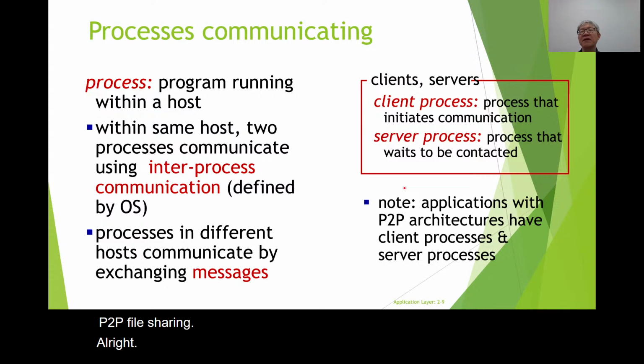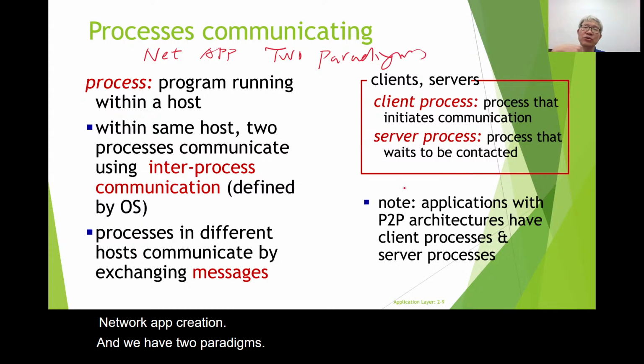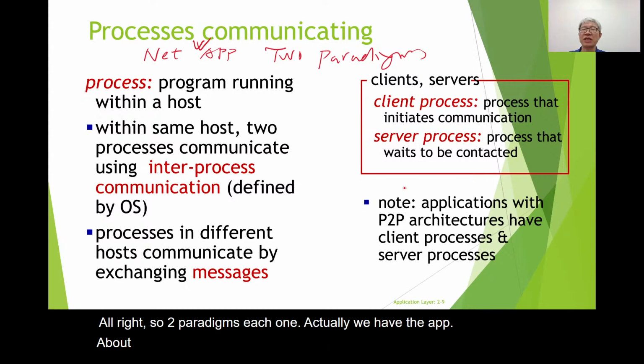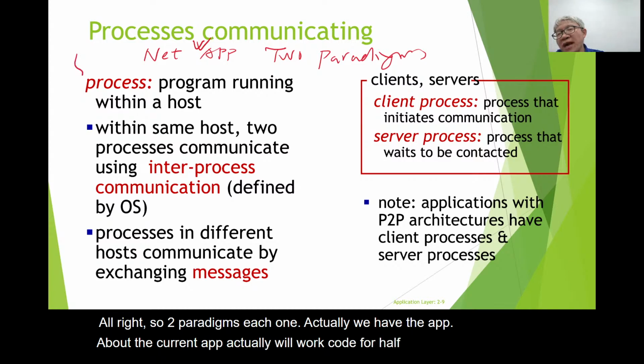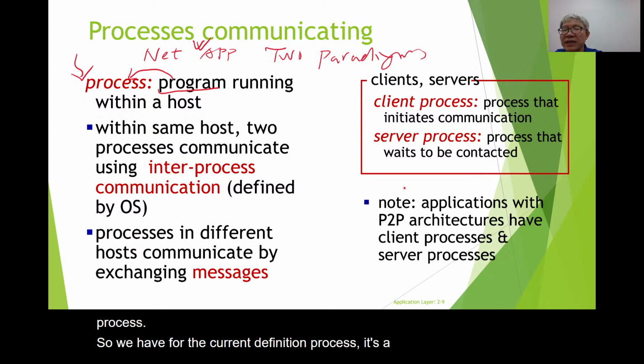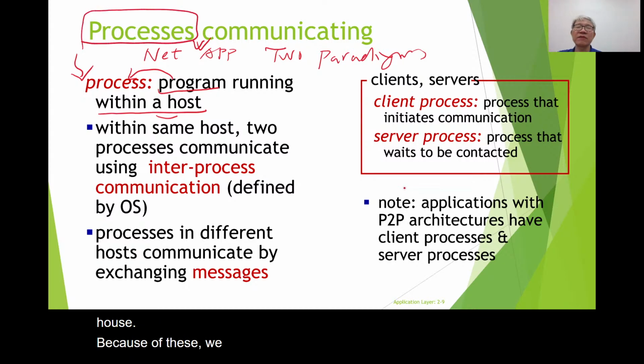Well, we want to have network app creation, and we have two paradigms. All right, so for the two paradigms, each one actually has the app. About the current app, actually we will have the program, and we will have the process. You see, we have the program, and this program running we call a process. So we have the current definition: a process is a program running within a host. Because of this, we have a process for each host, that is, within the same host.